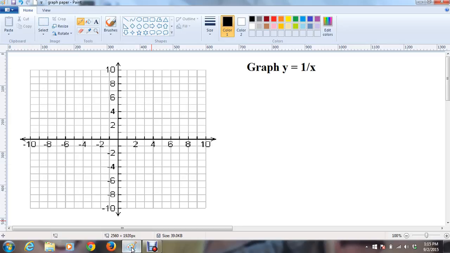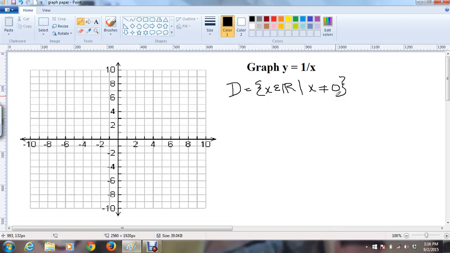The first thing you need to do when you see a reciprocal function is look at the denominator and make sure that it doesn't equal 0. So in this particular function, 1 over x, we know that our domain is going to have to be all real numbers x such that x does not equal 0.